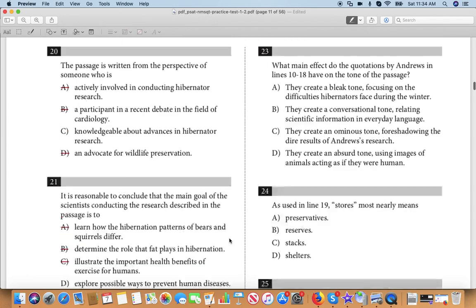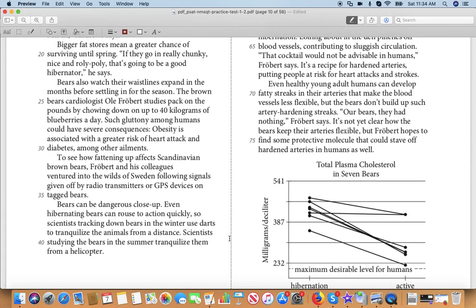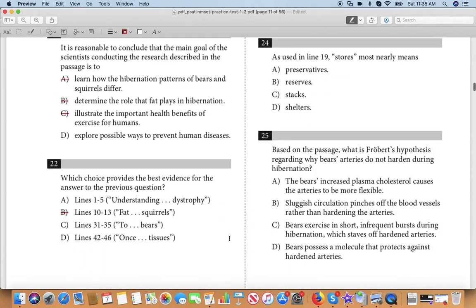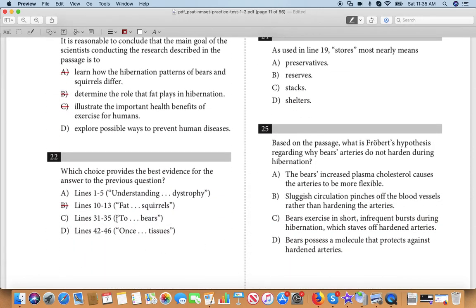31 through 35? To see how fattening up affects Scandinavian brown bears, Frober and his colleagues ventured into the wilds of Sweden following signals given off by radio transmitters or GPS devices on tagged bears. How's that? No. But you see why this is tricky? Because 31 through 35, answer choice C for 22, really lines up nicely with B in 21.